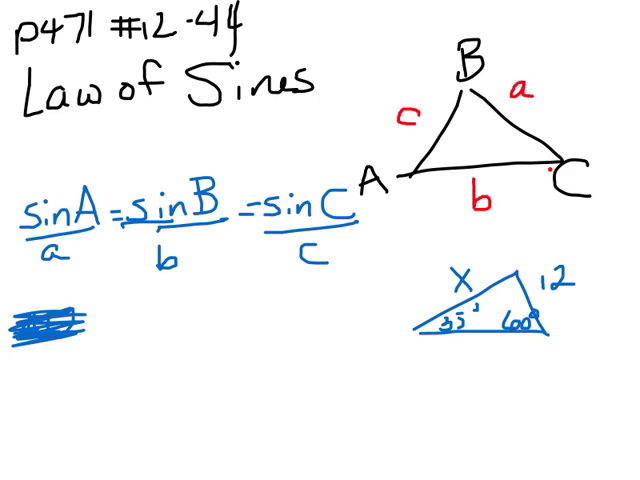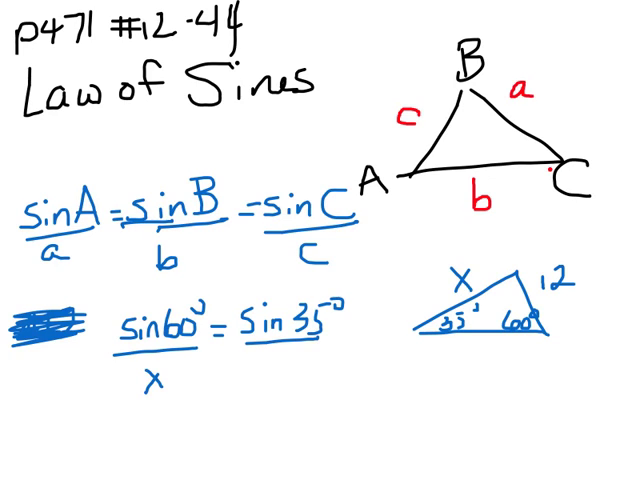60. So what I would do is I'd say, okay, I got an angle. I'm going to take the sine of 60 degrees and I'm going to put it over the side across from it, which is x. Now I have another angle. It was 35 degrees. So I'm going to take the sine of that 35 degrees and I'm going to put it over the side that's across from it, which is 12, right?